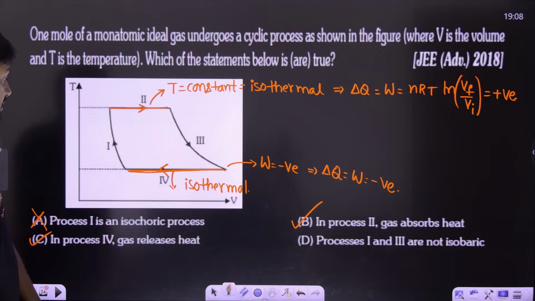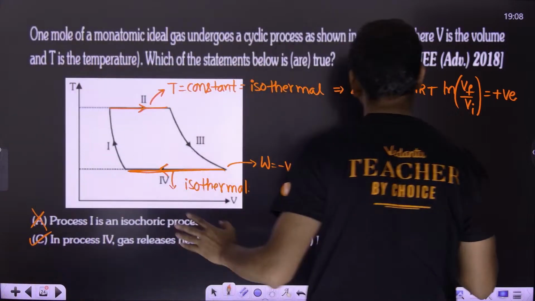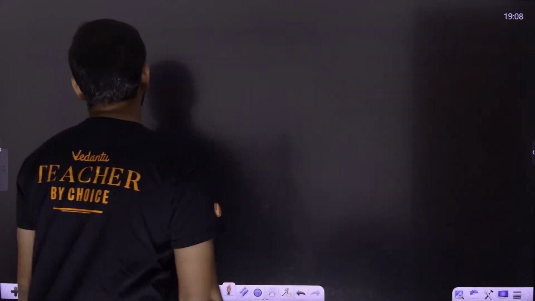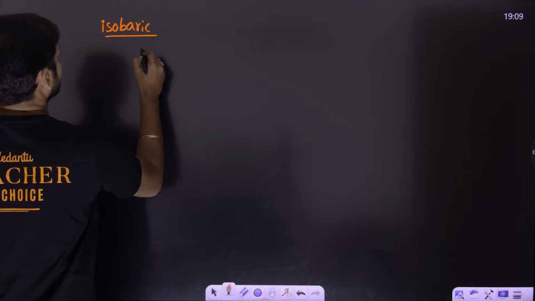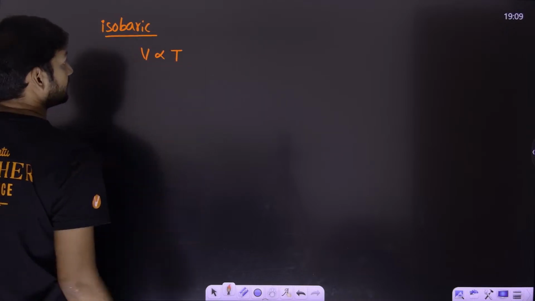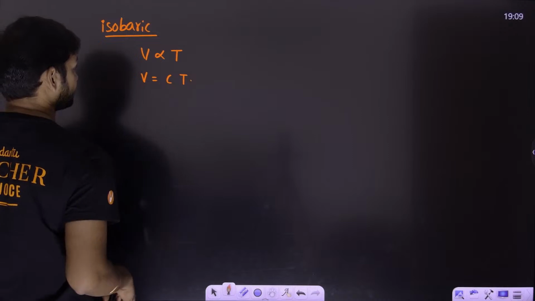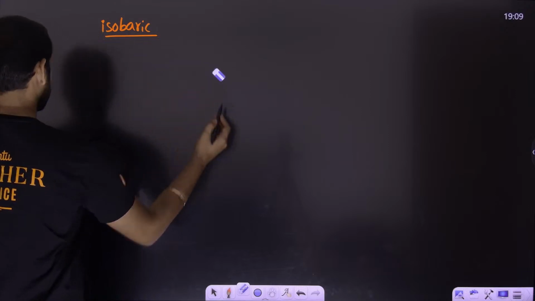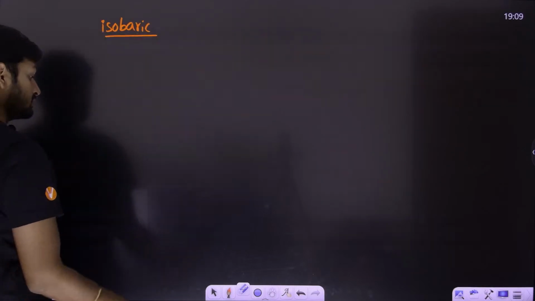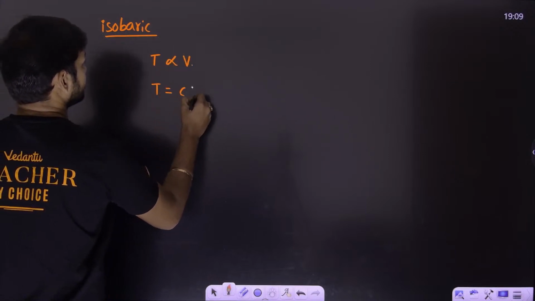Processes 1 and 3 are not isobaric. They gave T and V information. Now look, if it is going to be isobaric, let us talk about that. If the process is going to be isobaric, volume should be directly proportional to temperature because P is constant. So you can say V is going to be constant into T. They gave TV, right? So the very same thing, I can write it as T is proportional to V. So T is going to be constant into V.